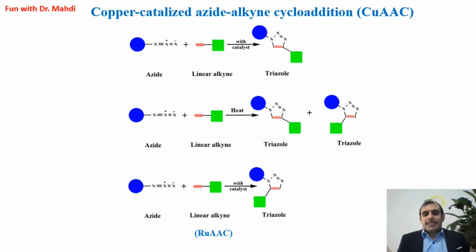The first problem is here. When we use heat, we have to increase the temperature to 100 degrees. High temperature can have destructive effect. And also, when we use heat instead of copper, this reaction is very, very slow. Then question is here, how can we overcome this problem?